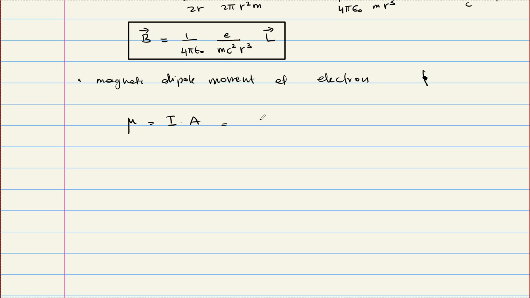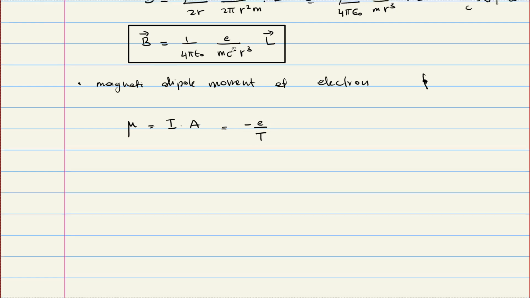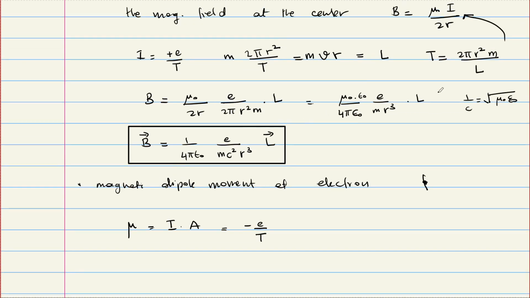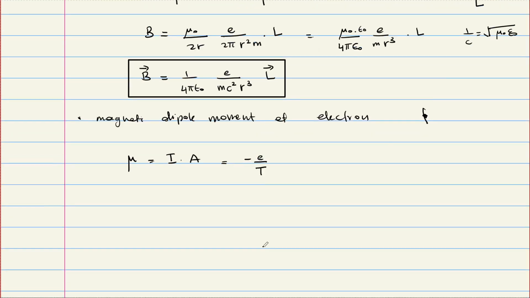In that case, current is minus E over T. This T and the T before are not the same. The earlier T is the orbital T, the time it takes for the Earth to go around the sun in total, like a year. This T is day and night, 1 day, like a spin time. So this is E over T times pi r squared.